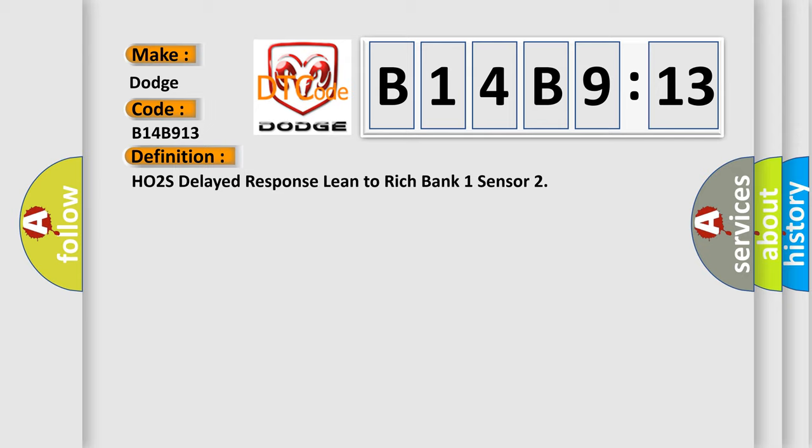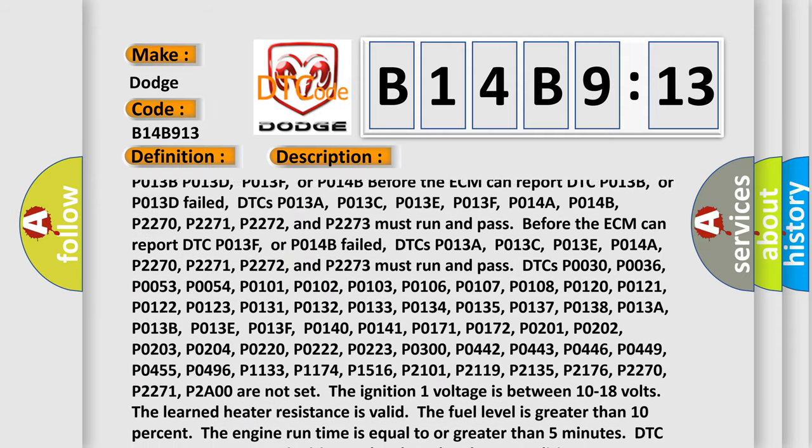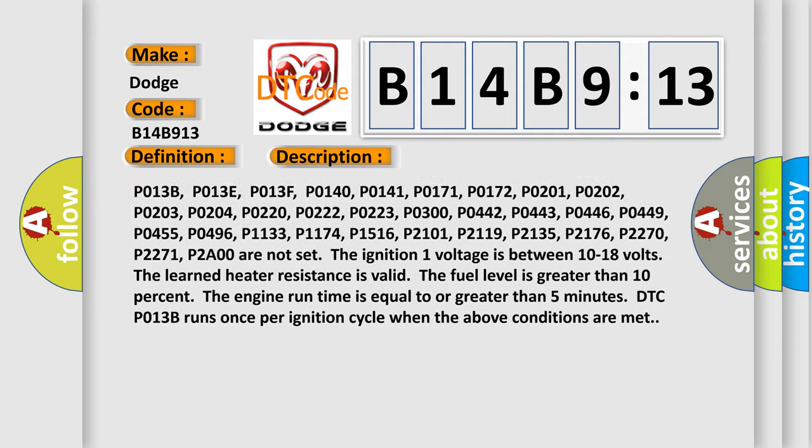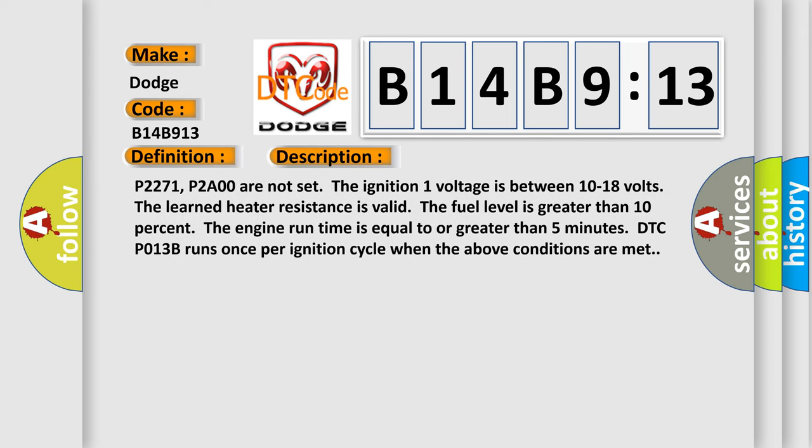The ignition 1 voltage is between 10 to 18 volts. The learned heater resistance is valid. The fuel level is greater than 10%. The engine run time is equal to or greater than 5 minutes. DTC P013B runs once per ignition cycle when the above conditions are met. This diagnostic error occurs most often in these cases.